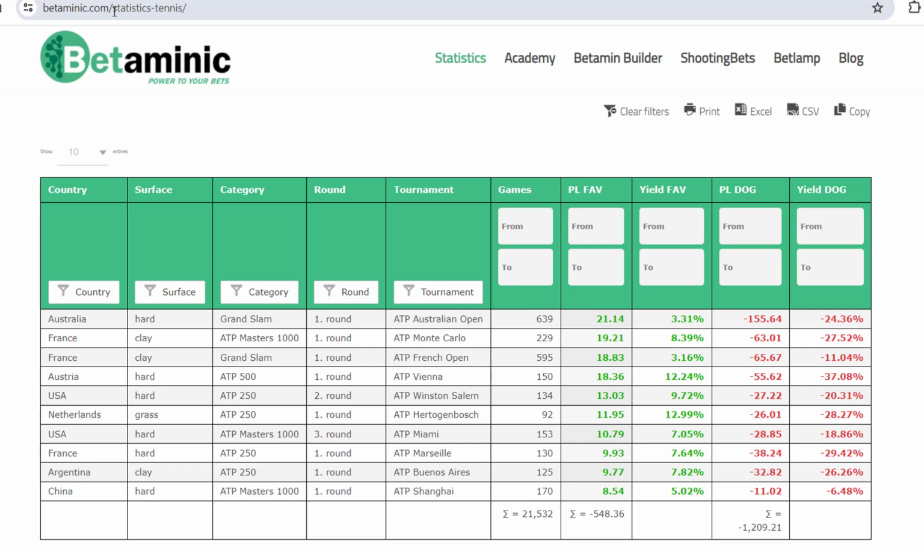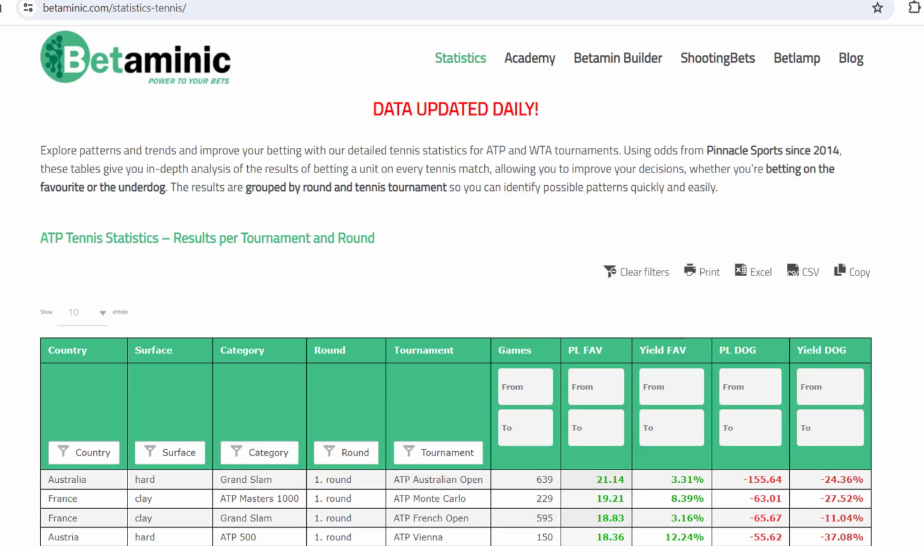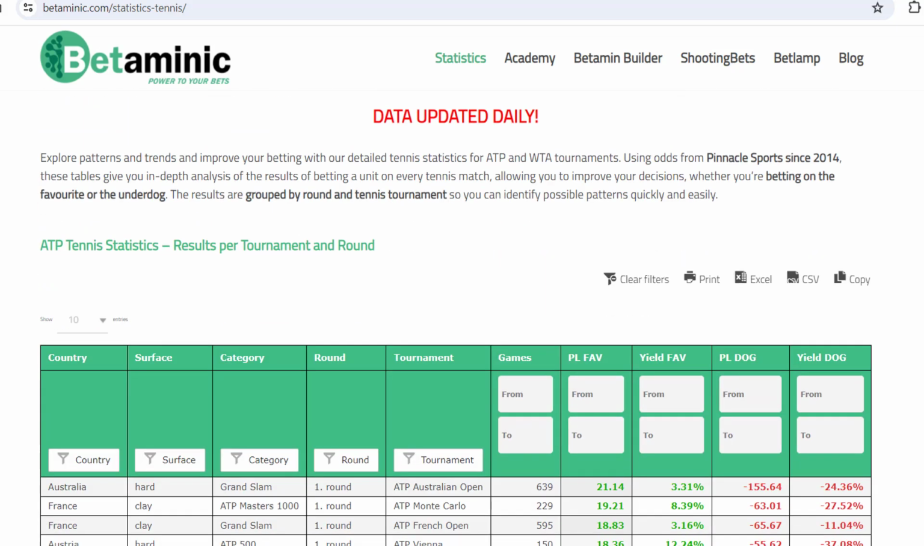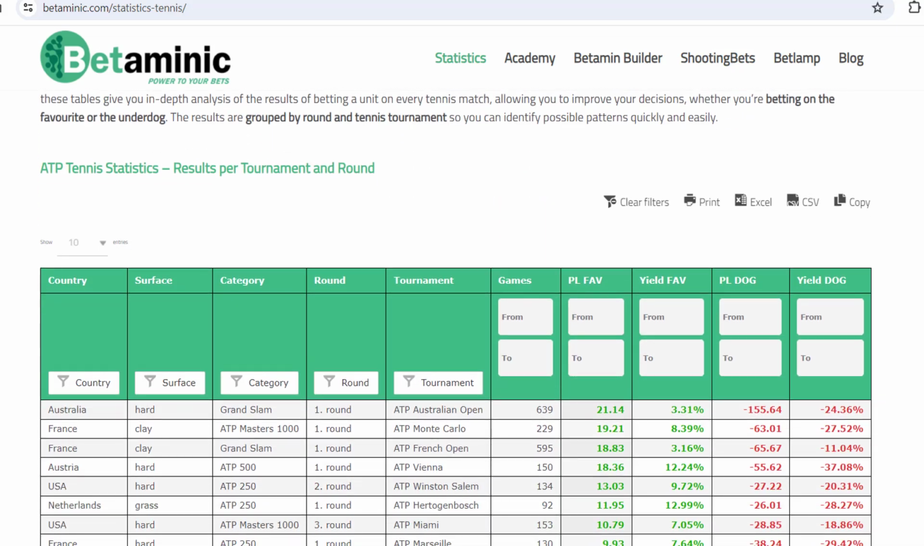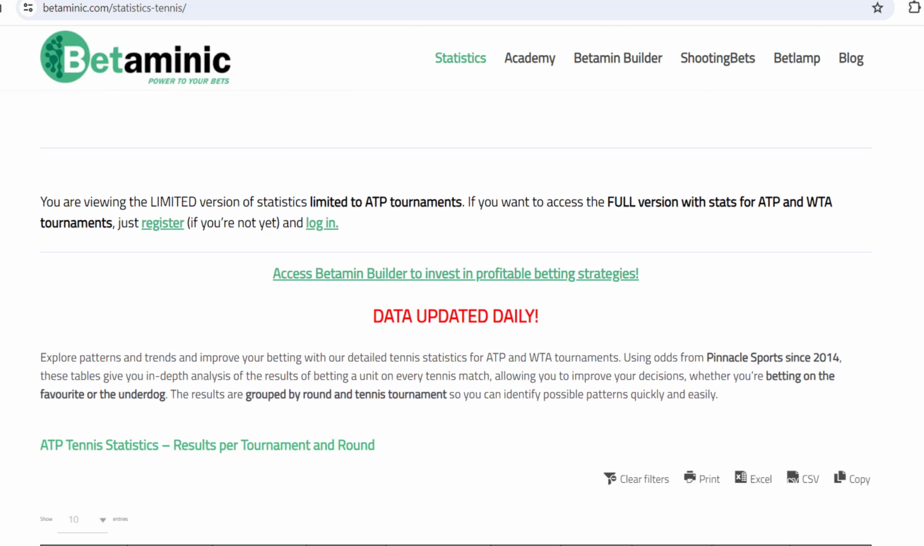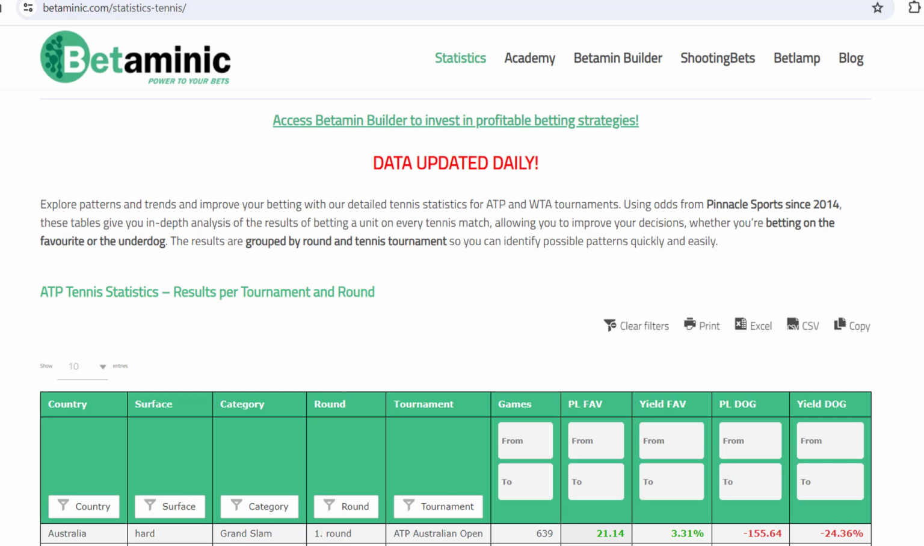If you go to the Betaminic.com tennis statistics page, then you'll see something like this. It has ATP tennis statistics for the men's results. And if you're not logged in, you'll only see a limited version. So you'll need to log into Betaminic to see the full set of statistics that includes the women's stats as well. It's free to sign up for Betaminic to see these statistics, so you can register to view these stats.